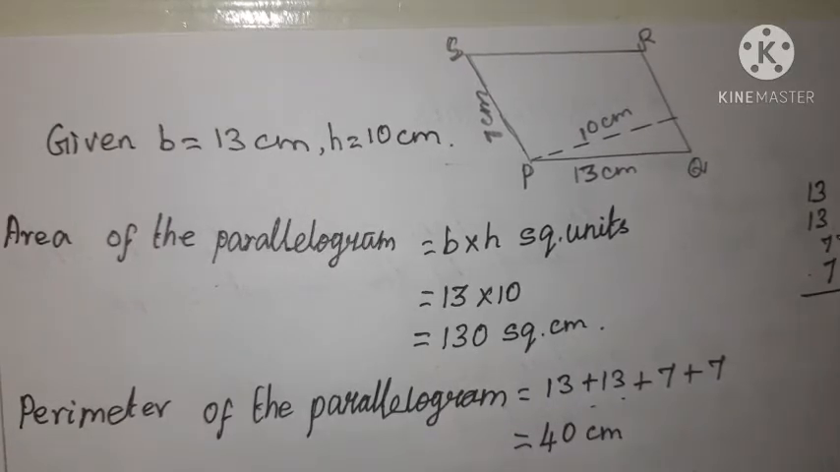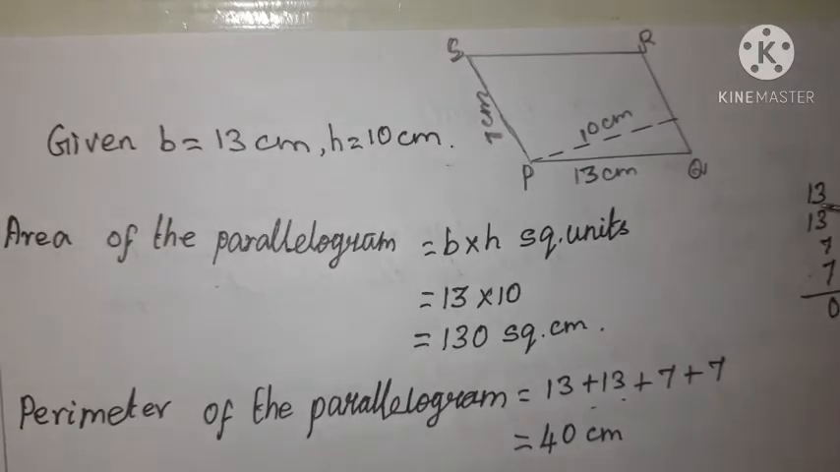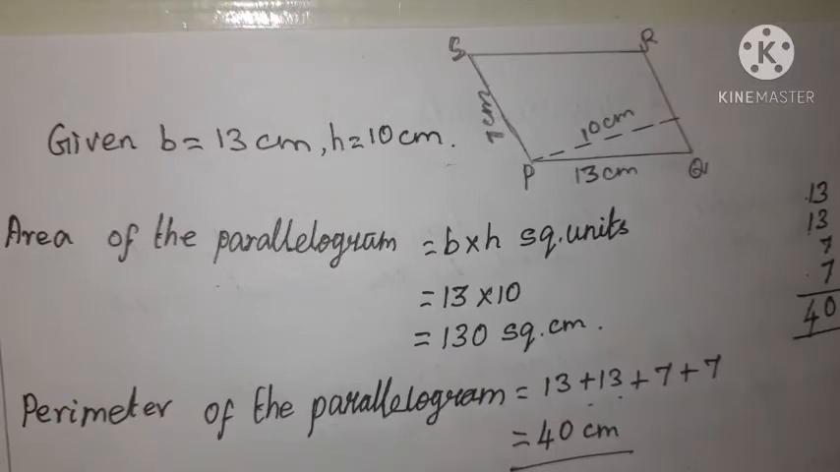Three plus 3, 6, 6 plus 7, 13, 13 plus 7, 20, 0, 2 balance, 2 plus 1, 3, 3 plus 1, 4. So 40 centimeter.